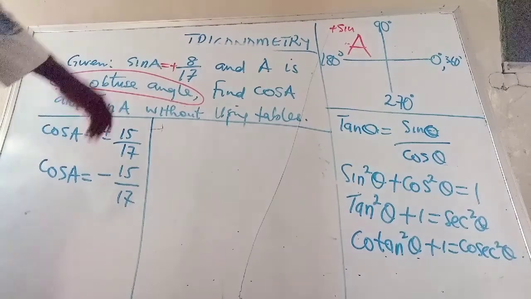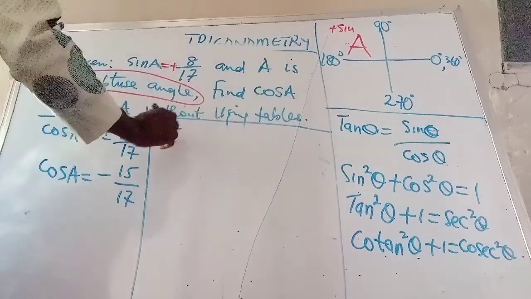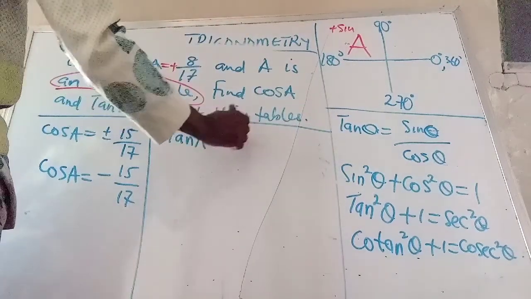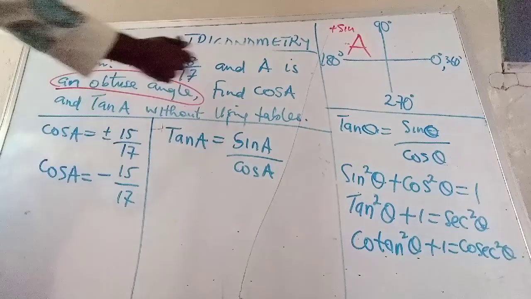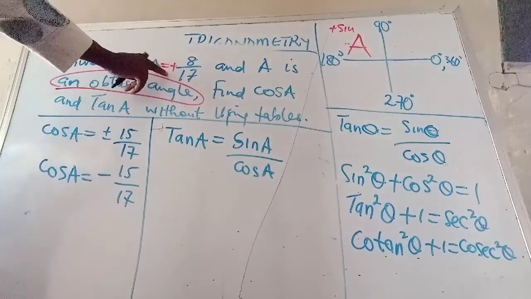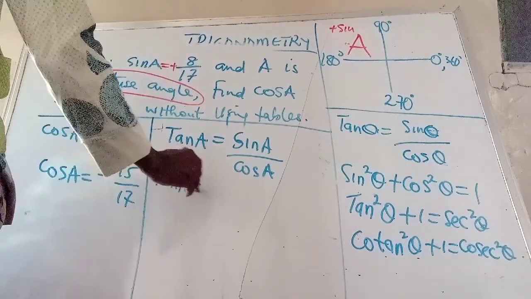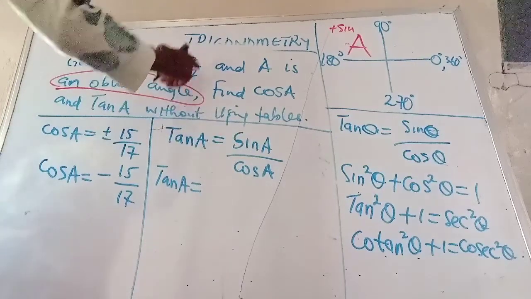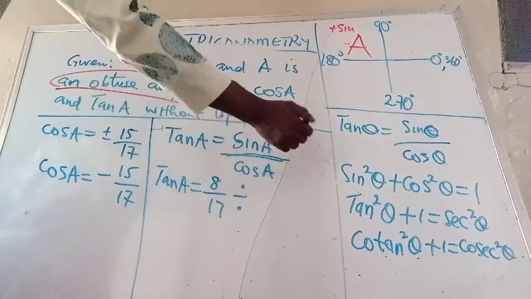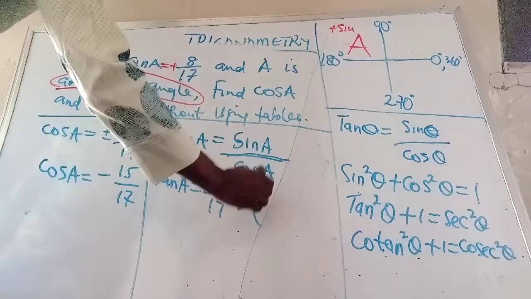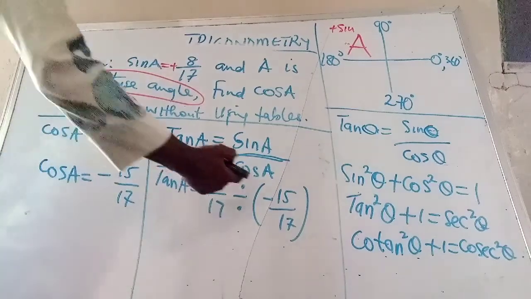To find the tangent of A now, I will use this identity. Tangent of A is sine of A over cosine of A. Why am I using it? Because I have known my cosine and I have known my sine, which was given. So all I will do is tangent of A will be, our sine of A is 8 over 17, divided by, which is the division line, cosine of A, which is negative 15 over 17.